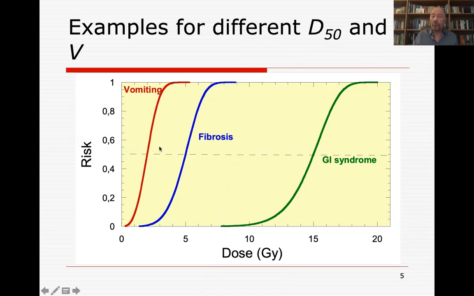While for vomiting or fibrosis, fibrosis is for irradiation of the chest or whole body, and vomiting is really for irradiation of the abdomen. Of course, you have to irradiate the stomach. The D50 is smaller, and the curves are more steep. They are not so shallow.